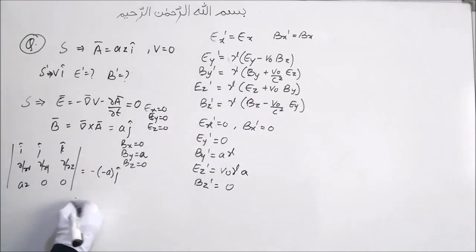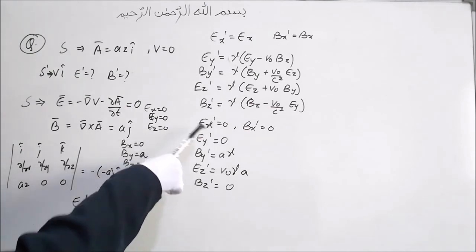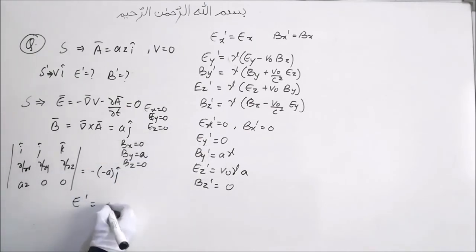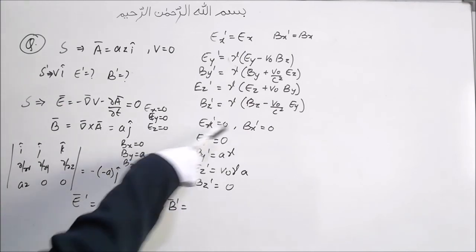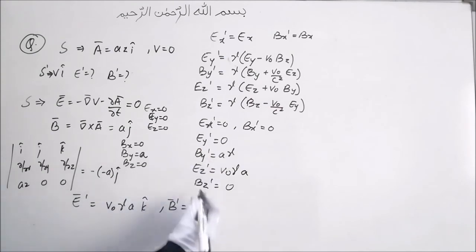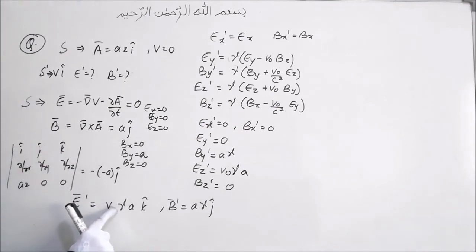Therefore, we will have E dash equal to: Ex is 0, Ey is 0, Ez is there, V naught gamma A, Z means K hat. And we will have B dash equal to: X is 0, Y is non-zero, Z is 0, A gamma J hat. Here this example question has not V naught, it is V. So you have V gamma A K hat. So you understood how we got this?